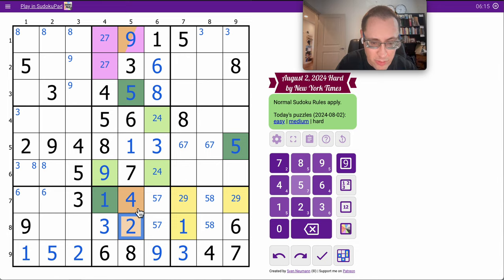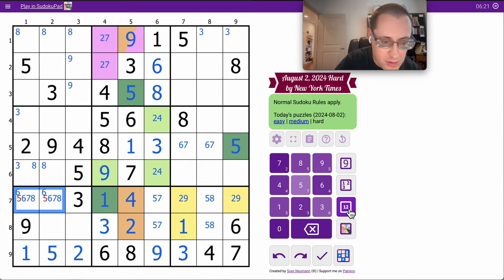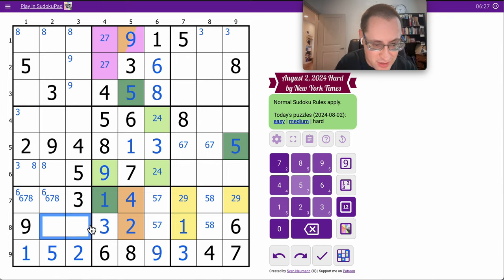1, 3, 4, 1, 2, 3, 4, 9. So 5, 6, and 8 go there. And neither can be 5, and that's all we get. Let's see. This one, 1, 2, 3, 6, 9. So this is 4, 5, 7, or 8. And neither can be 5, and this one isn't 4.